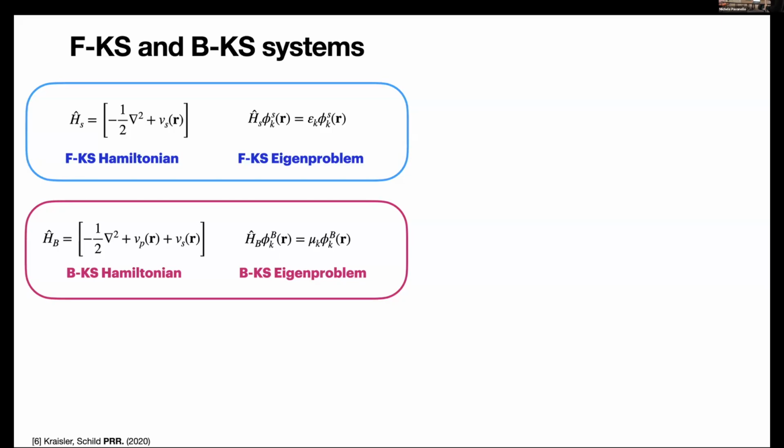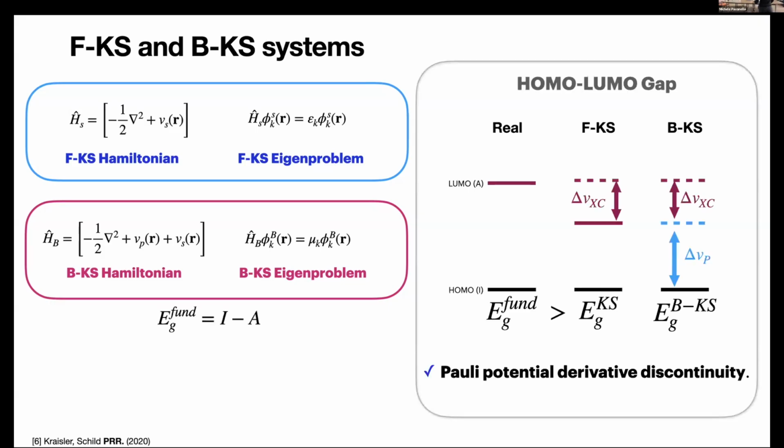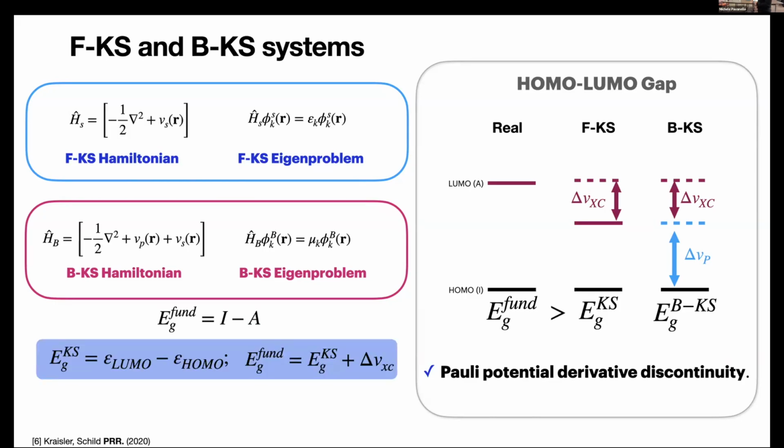So now that we know that both Hamiltonians admit multiple solutions, we want to study the common LUMO for both systems. Now, in the real system, the fundamental gap is given by the ionization potential minus the electron affinity. In Kohn-Sham DFT, if we remove a partial electron, this will come from the HOMO, the highest occupied molecular orbital. And if we add a partial electron to the system, this partial electron will sit in the LUMO. If we take the energy difference of the HOMO and LUMO, this is not going to be equal to the fundamental gap of the real system. In that case, the exchange correlation potential needs to have a derivative discontinuity.